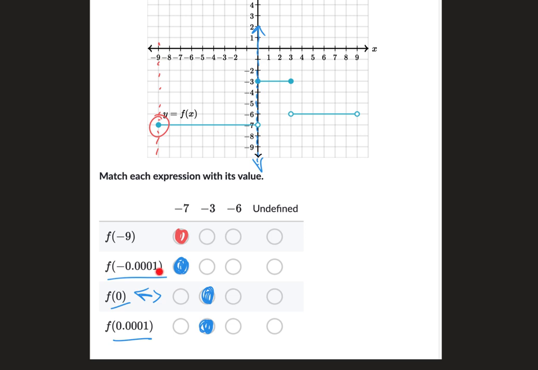So when they give you these decimals, they're really just saying, hey, a little bit to the left of whatever it's close to, or a little bit to the right, what would happen? And we can tell. To the left, I'm here. To the right, I'm here. And right at 0, I'm on that solid dot.